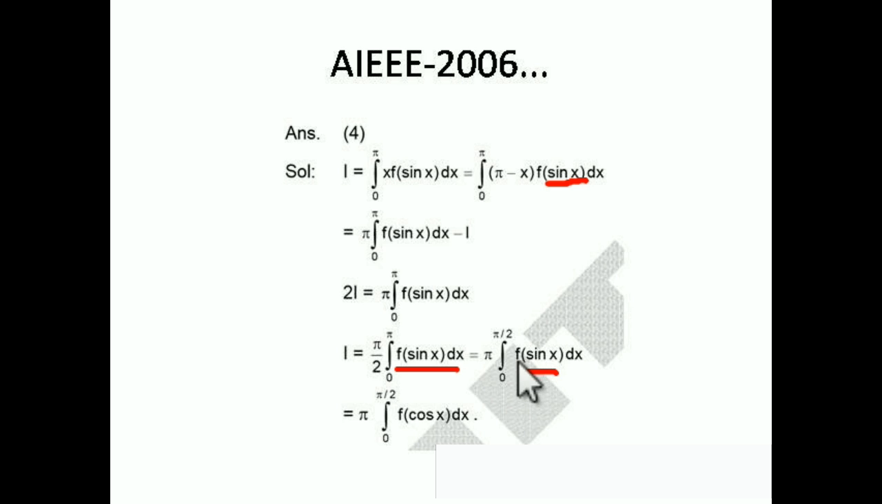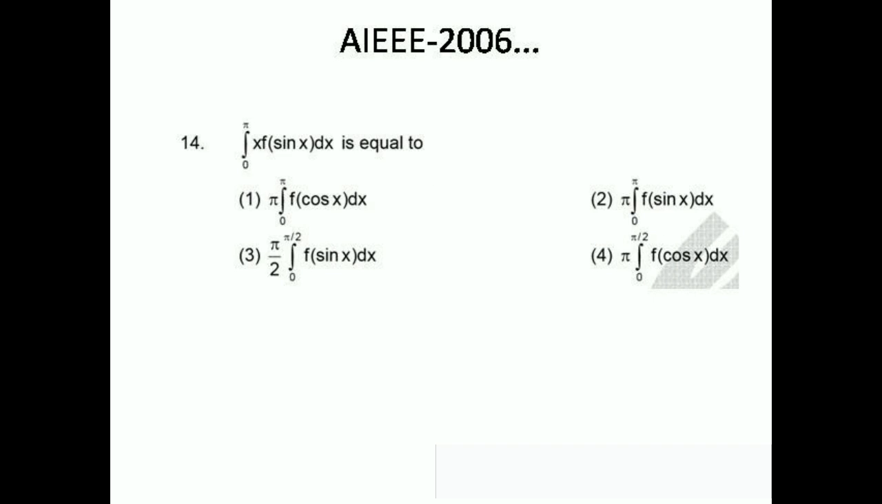And if we apply that rule one more time, then what happens? Here it becomes pi by 2 plus 0 minus x. So sine of pi by 2 minus x, that means cos x. Sine of pi by 2 minus x is cos x. So we have pi times integral 0 to pi by 2 of f of cos x dx. So option number 4 is my right option. That is pi times integral 0 to pi by 2 of f of cos x dx.